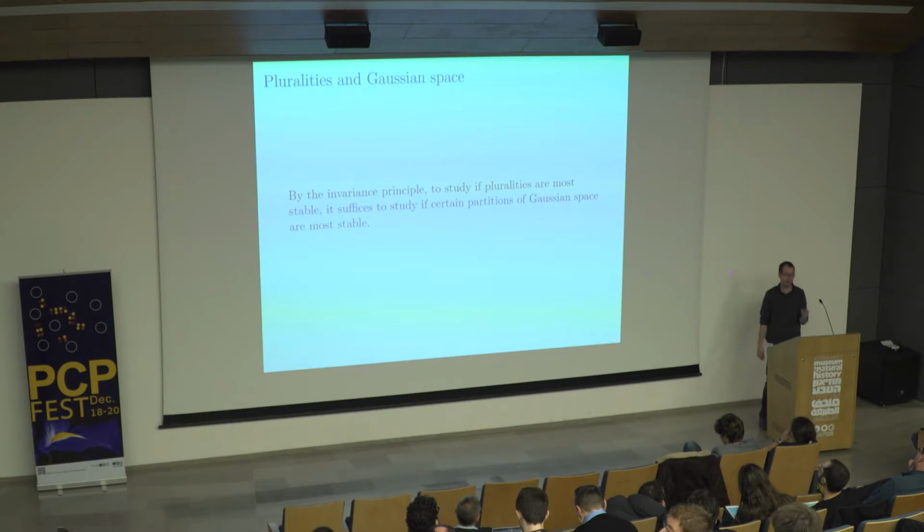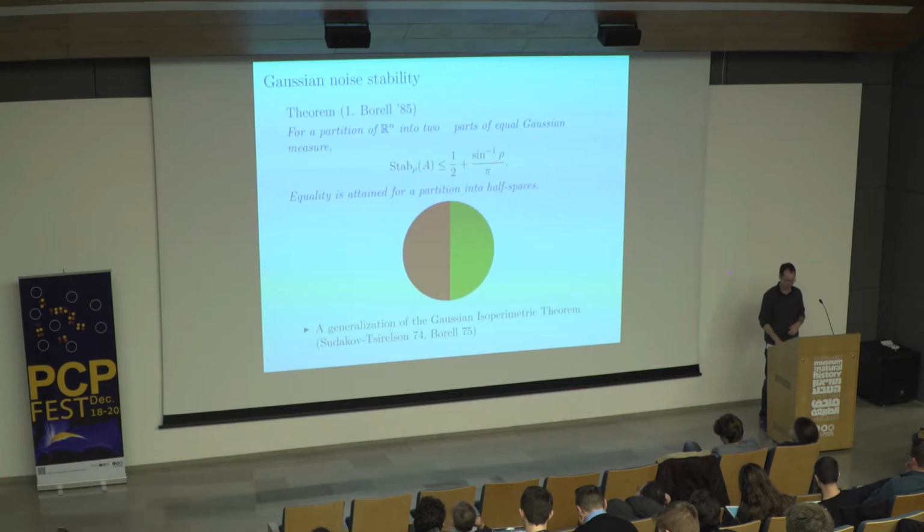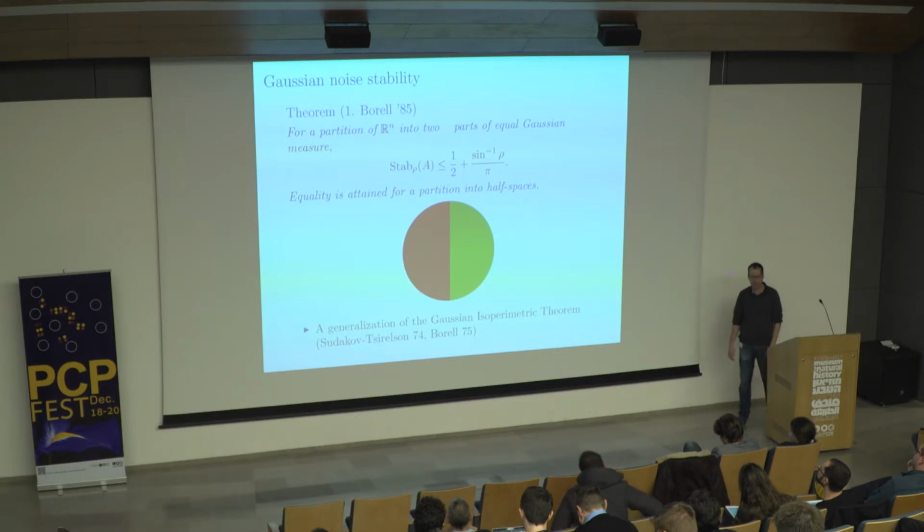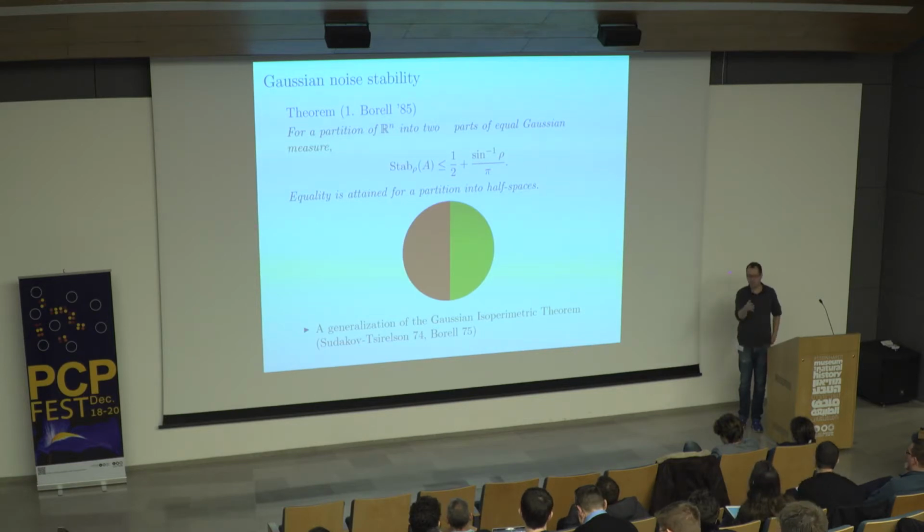Instead, I'm going to talk about partitions of Rn. The invariance principle, which I also didn't talk about, lets you translate questions about plurality to questions about partitions of Rn and the Gaussian measure, and that's what I'm going to talk about from now on. So believe me that the question that I ask is the question about plurality. Okay, and this is not hard. Let me repeat what we know in the Gaussian space. I repeat this result by Borell. Majority is like a partition into 2 parts, and plurality is like a partition into more than two parts, right?